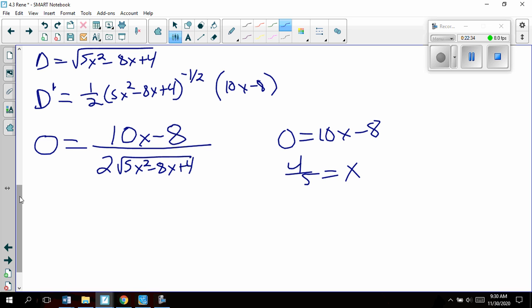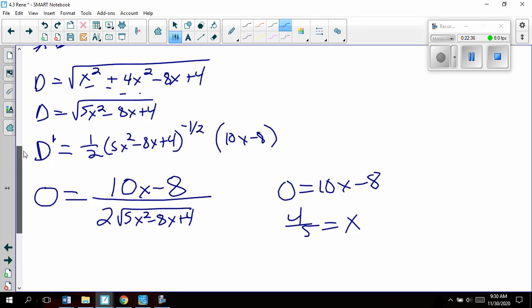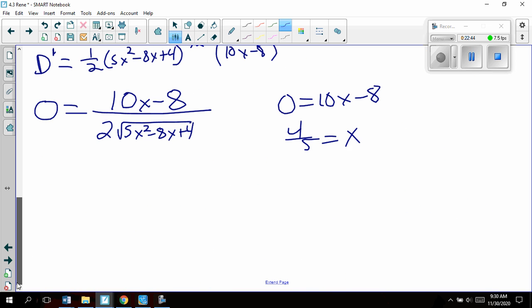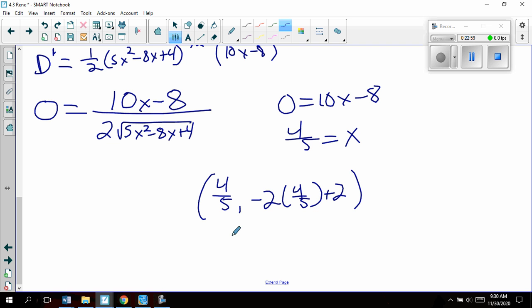Okay? Now, once you solve for x, just like before when we had these examples, you need to go back, which is a long way. The answer should be a point. So which point satisfies this? I just have an x value. So I have 4/5. Whoops, that's a 4. Sorry. 4/5. I'm going to plug that back into my line then. So negative 2 times 4/5 plus 2, which would come out to be 2/5. So the point is 4/5, 2/5.